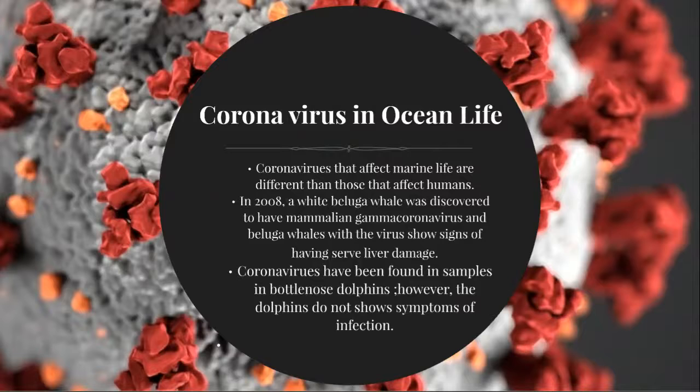Coronaviruses in ocean life and ocean environments. Coronaviruses affect marine life, but the viruses that affect marine life are slightly different than the viruses that affect humans. And in 2008, a white beluga whale was discovered to have a mammalian gamma coronavirus, and beluga whales have shown signs of having severe liver disease from the virus. And coronaviruses have also been found in bottlenose dolphin samples, but the dolphins didn't show any signs of infections or any signs of illness.